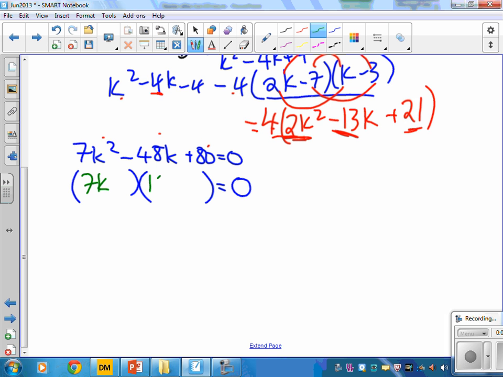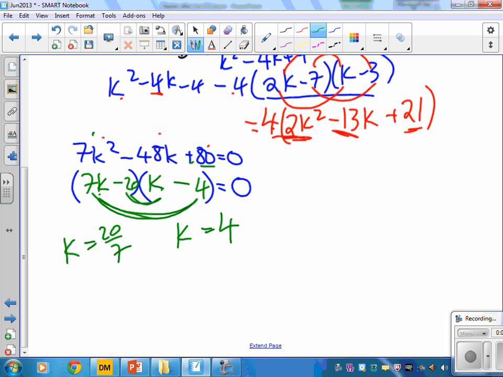It might take you 4 or 5 goes, but you know it starts with 7k and k, because that's the only thing that gives the 7k squared here. 80, there's loads of different things it could be. It does turn out to be 20 and 4, but I certainly didn't get that on my first go. And it's positive here, so these things are both going to have to be minus. Minus times minus. Look how I've got the 48 here. Look, there's 28 or minus 28, and there's another 20, so total of minus 48 there. This tells us that there are 2 critical points. K equals 4 from that one there, and k equals 20 over 7 from that one there.